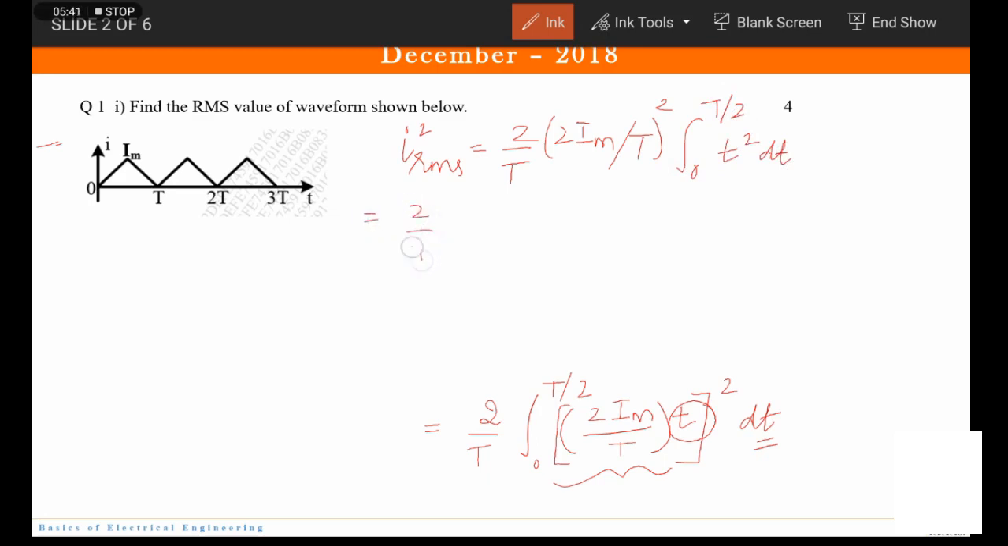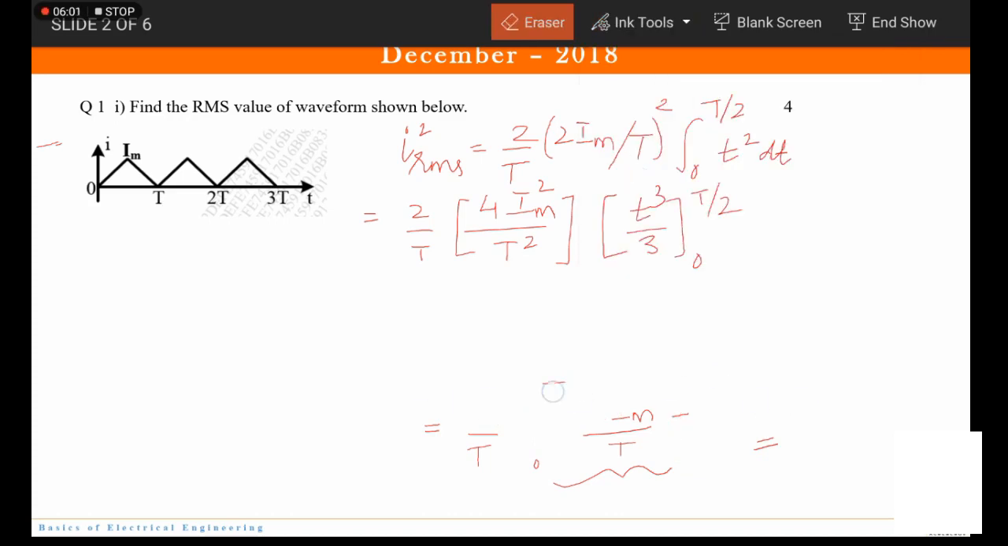It will be 2 by T and the square value will be 4 Im square upon T square. And what will be the integration of t square? It is t cube by 3 from limit 0 to T by 2. Yes. So after this, let us solve this. 4 into 2 becomes 8 Im square, and the denominator becomes T cube.